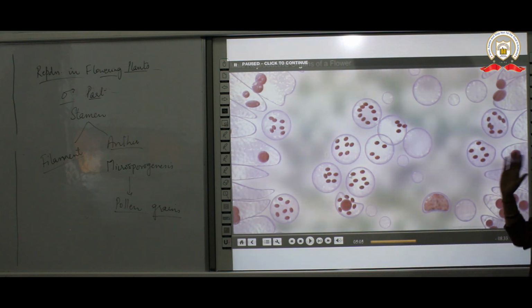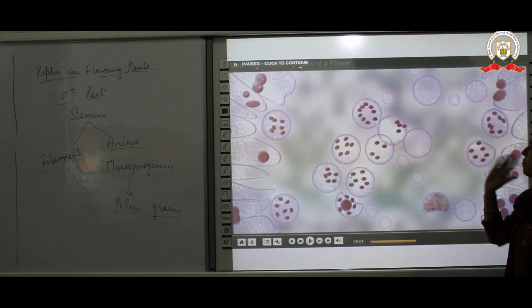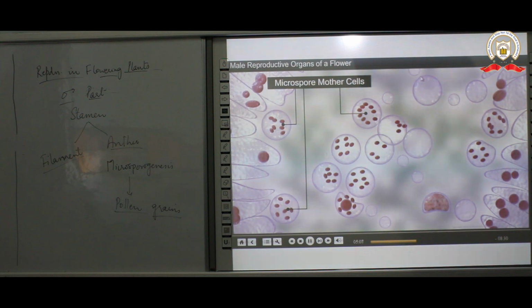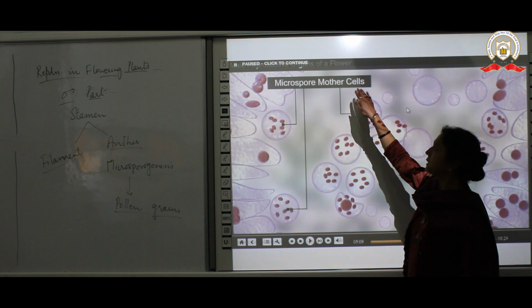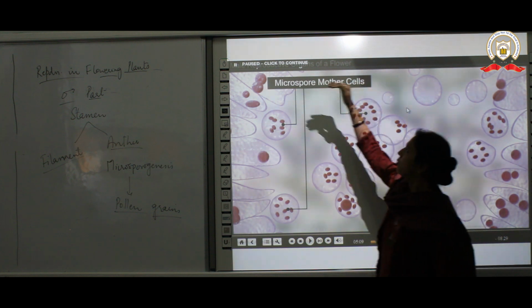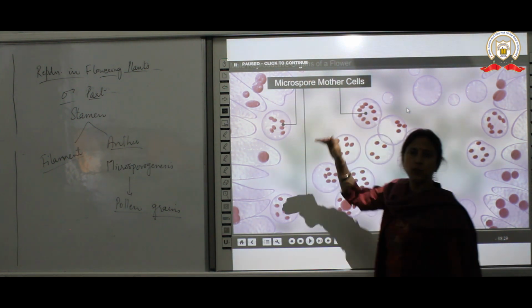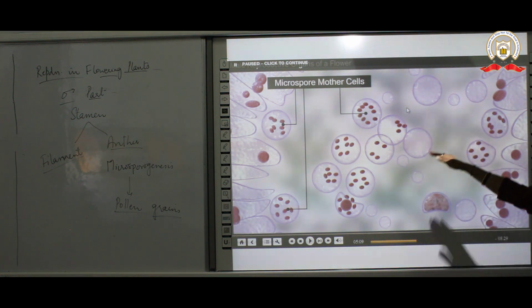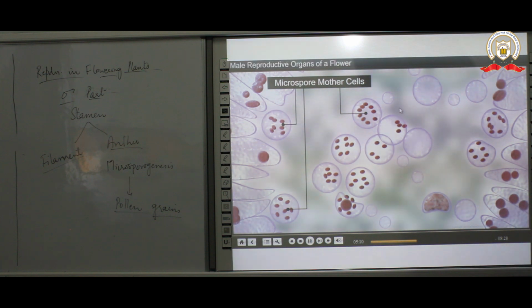So it is very important to know what functions are performed by the various layers. These cells are called microspore mother cells or pollen mother cells. Now, why are they called microspore mother cells? Because these cells are going to form microspores which will develop into pollen grains. So they are also called pollen mother cells or microspore mother cells or MMCs. They are all diploid.